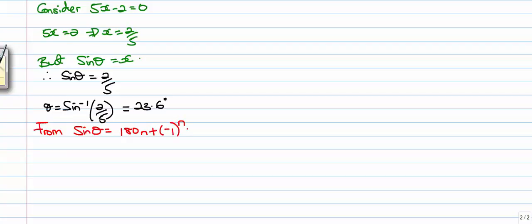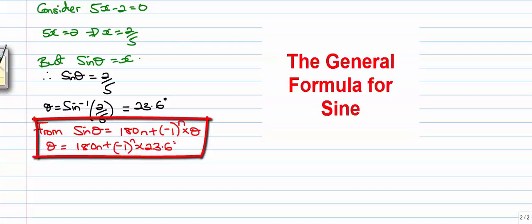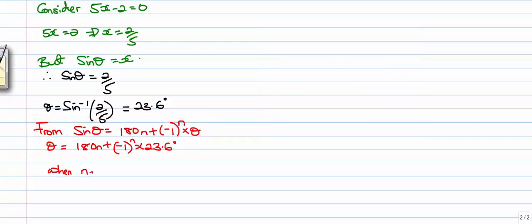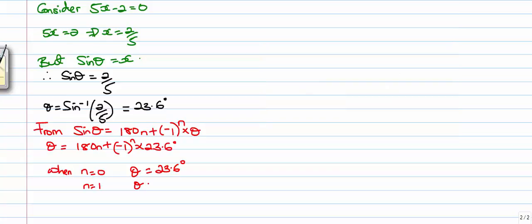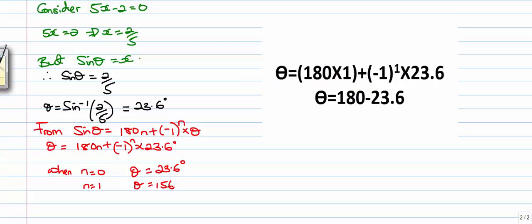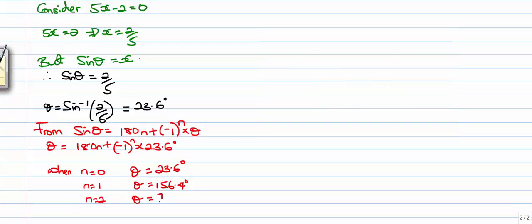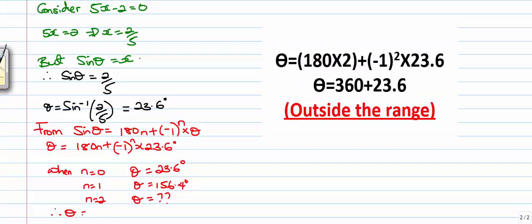There are two other methods of solution. You can use the diagram like I explained in the previous tutorials, or you can use the general formula, and the one for sine says theta is equal to n times 180 plus negative 1 to the power n times the principal value. When we replace n with 0, any number multiplied by 0 is 0, and any number to the power 0 is 1. So our first angle is 23.6 degrees. Put in 1, you'll obtain 156.4 degrees. You put in 2, you obtain theta outside our range. Remember, our range was from 0 to 360 inclusive, so we have only 2 angles.